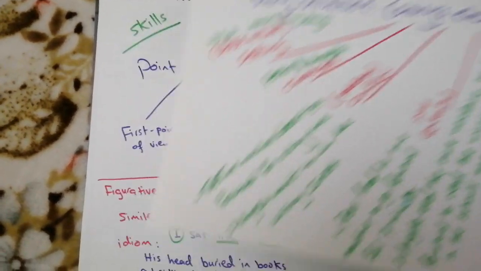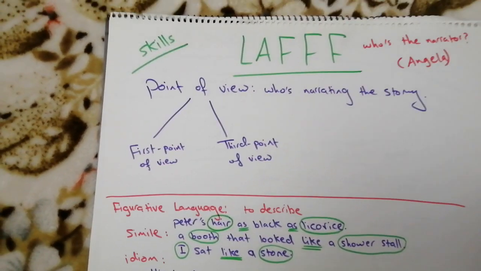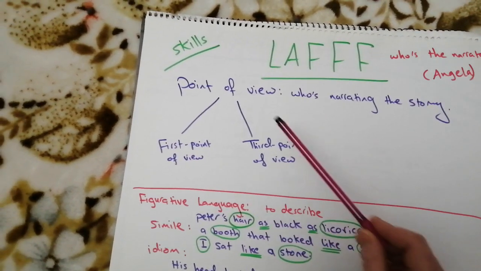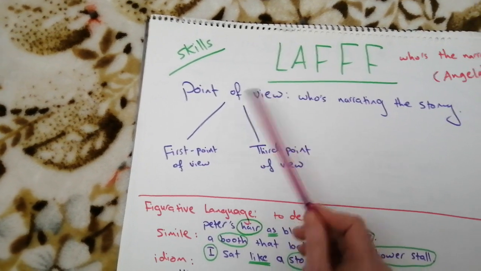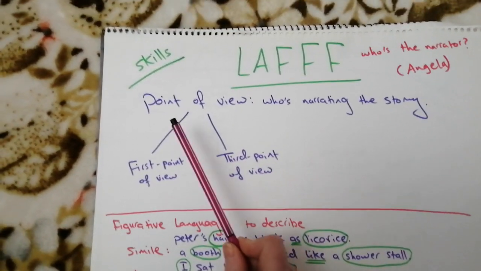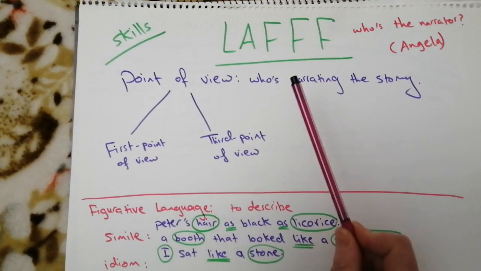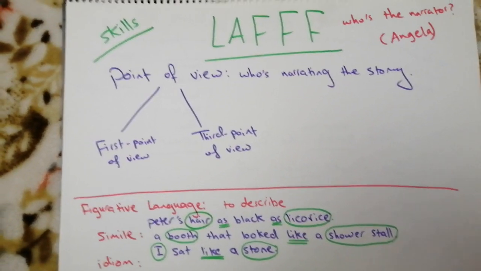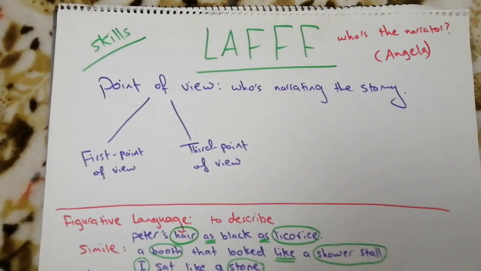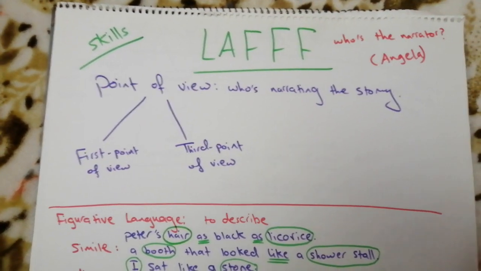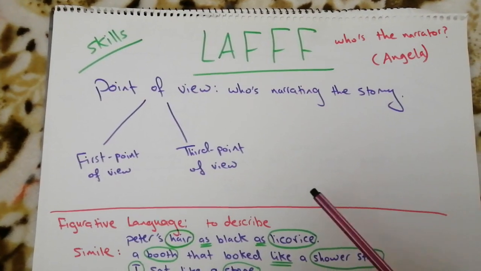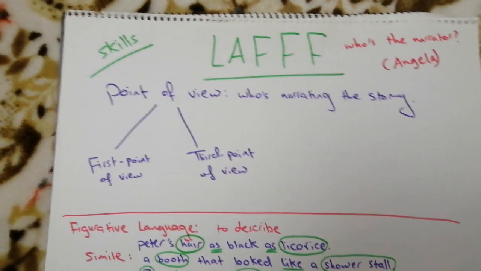And also now we have another important skill, which is who is the narrator of our story, which is the point of view. Now, what do I mean by point of view? It means who is narrating the story, who is telling the story, okay? I'm not talking about who's writing the story, because sometimes the writer is one person and the narrator is another person. Here we are talking about the narrator, who is telling the story.